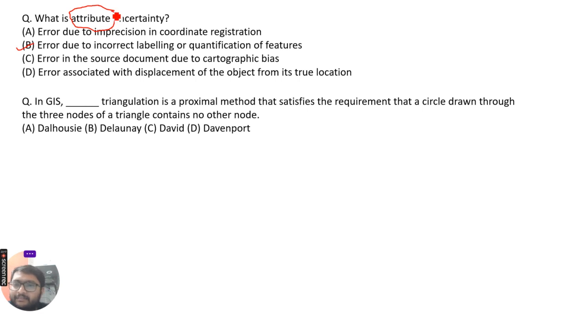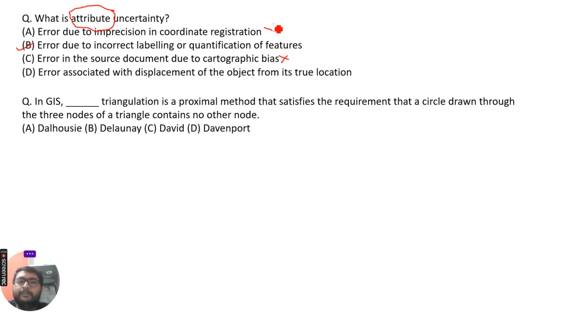because when we talk about attribute, it is related to the vector data. And you see this error due to imprecision in coordinate registration. So this is a kind of geometric uncertainty, which we solve using georeferencing and other things. Then this one also, error in the source document due to cartographic bias. Cartography means we have a prepared map. We use that map to georeference the image, and then we digitize the features from it. So if there is an error in the source document, it will create a problem in georeferencing, which will ultimately cause geometric uncertainty. That's why option C is also wrong.